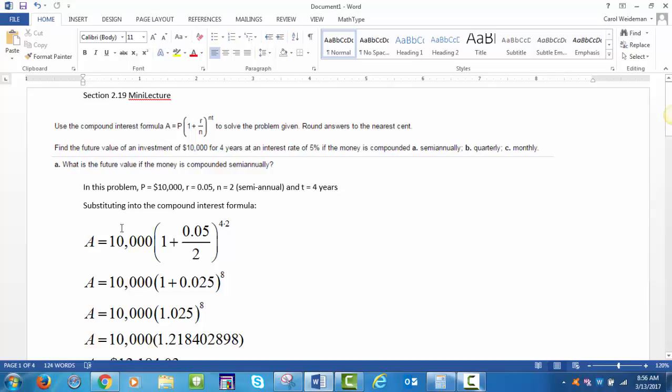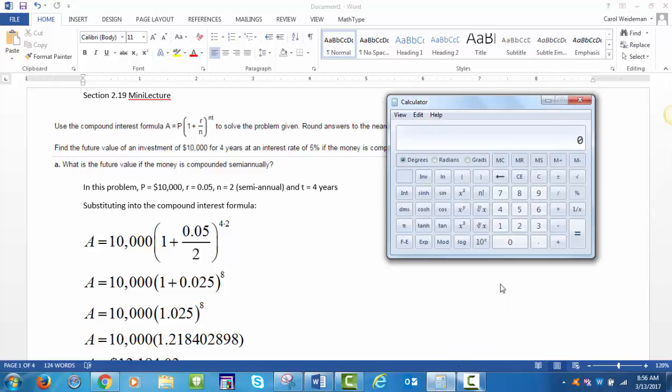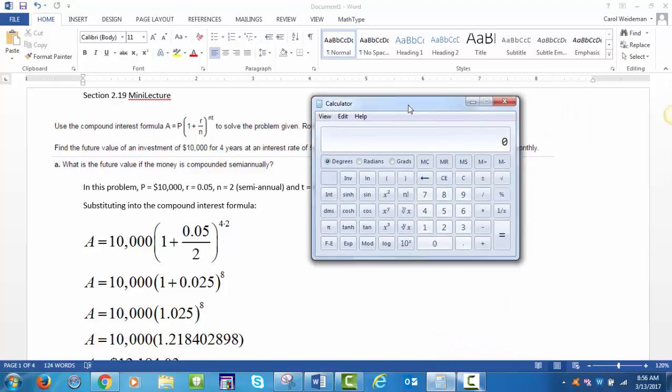So I went ahead and substituted into the formula. Now I've got the steps typed out there, but I'm going to show you on the calculator how you can do this calculation without actually writing down the intermediate steps. You're going to start right here with this fraction. I'm going to put in 0.05, divide by 2, and then add 1.